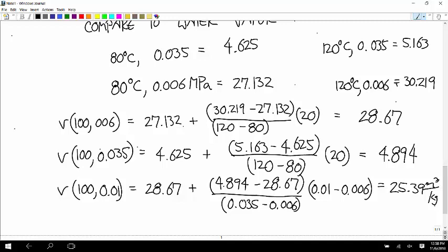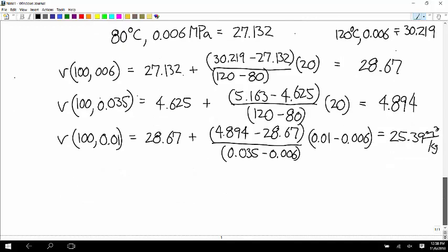Let's do the other one and see how close they are. Just do it in the other order. So here was our final value. So now let's go to the specific volume at 80, 0.01.